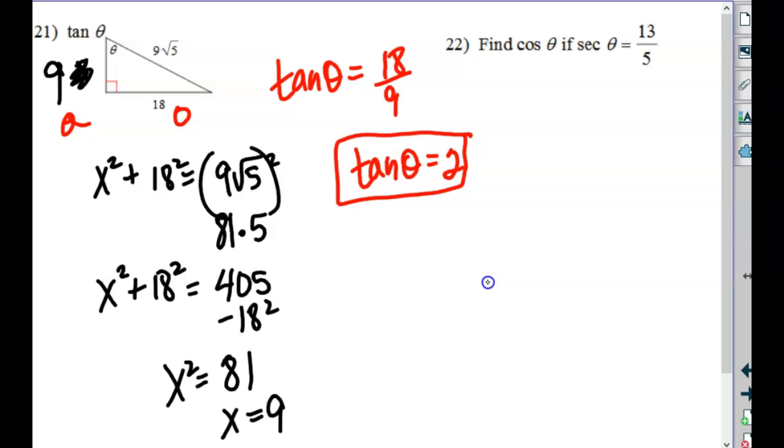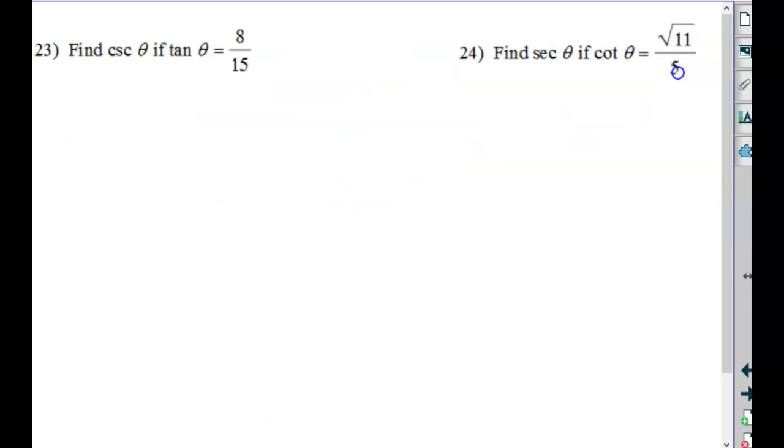Now 22, they're trying to trick us. What's the relationship between cosine and secant? So the cosine just becomes 5 over 13. Nice try. We're too smart for them. But sometimes they don't give us a picture and we do have to do some work.